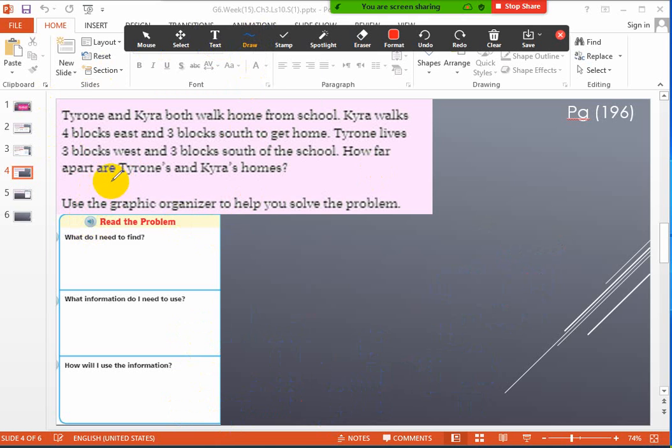Let's see how. Tyron and Kyra both walk home from school. So I have two, a boy and a girl, walking home from school. Kyra walks 4 blocks east, 3 blocks south to get home. Tyron lives 3 blocks west and 3 blocks south of the school. How far apart are Tyron's and Kyra's homes?